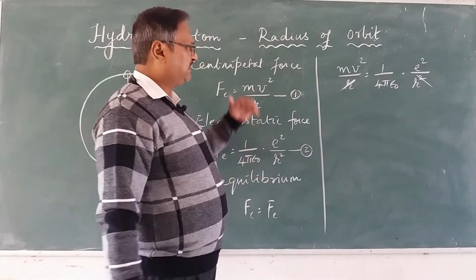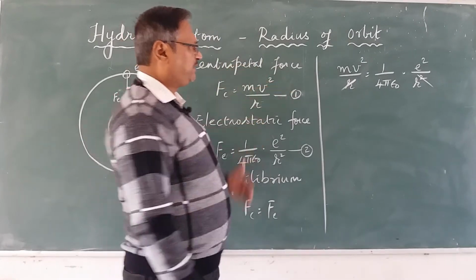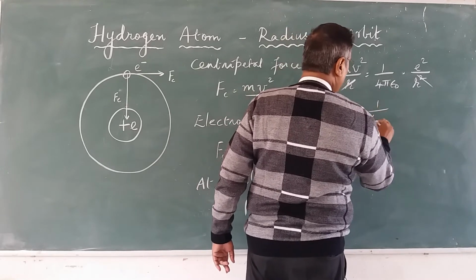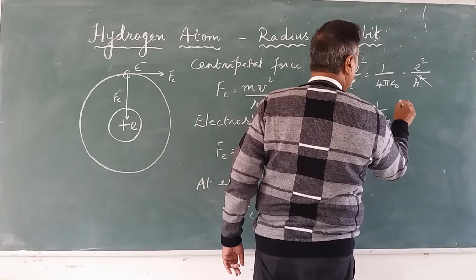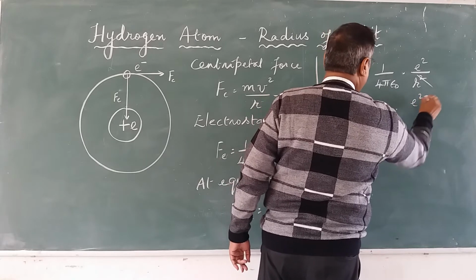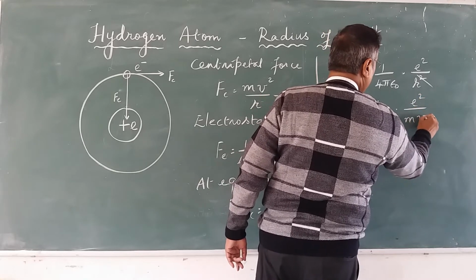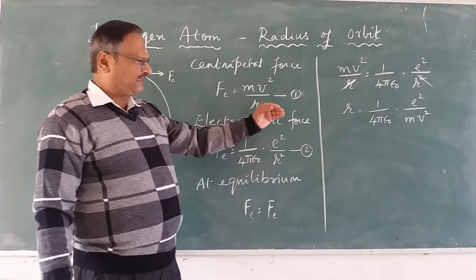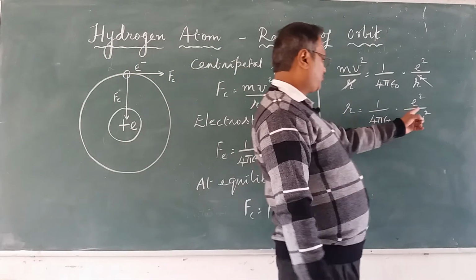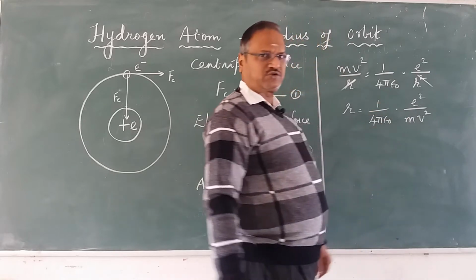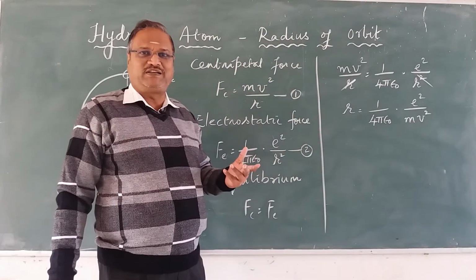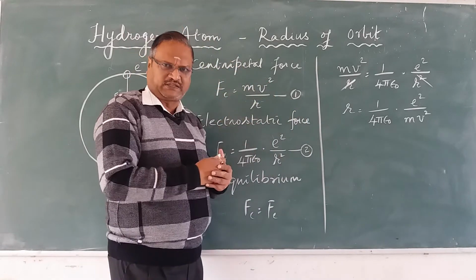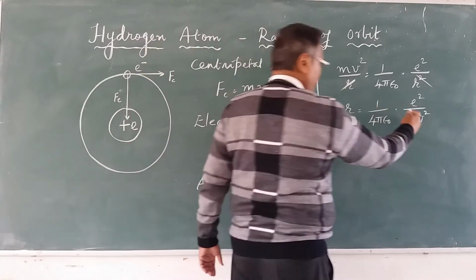My aim is to derive an equation for the radius. So R equals 1 upon 4 pi epsilon naught into E square upon mv square. Now what can we change? E is a constant, m is a constant, all these are constants. V is going to be a variable, the velocity. We can try to put it in some other term, avoiding the velocity.